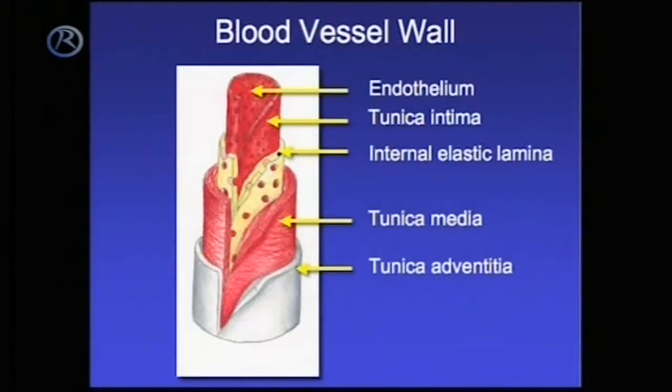Then we have a muscular layer called the tunica media. It could be a mixture of muscle and collagen. And finally we get out to a connective tissue investment of the vessel that kind of makes it tough and strong. And that's called the tunica adventitia. So there's intima, media, adventitia.